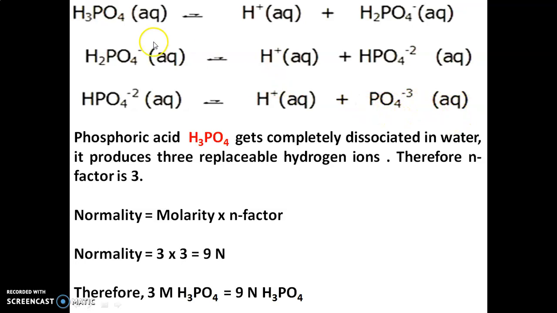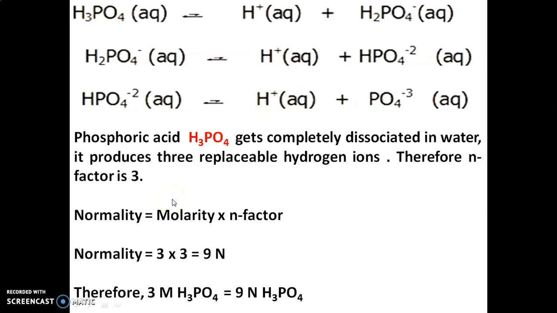This is the final step. Three steps, in each step what happened? One hydrogen was lost. Therefore this phosphoric acid contains 3 replaceable H plus ions. Therefore the n factor is equal to 3 here, because this phosphoric acid contains 3 replaceable H plus ions. In each step one hydrogen is replaced, therefore overall how many are replaced? 3. Therefore in this case the n factor is equal to 3. 3 means here the number of replaceable H plus ions.